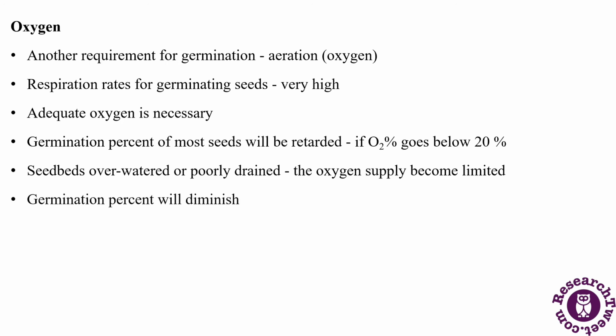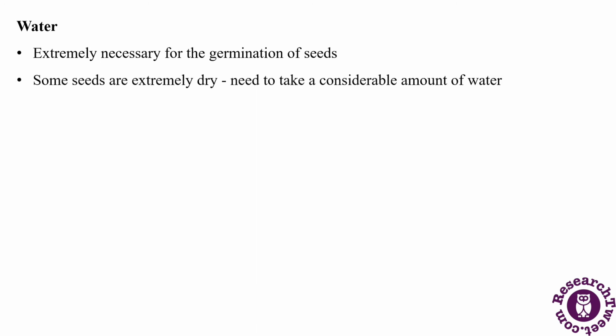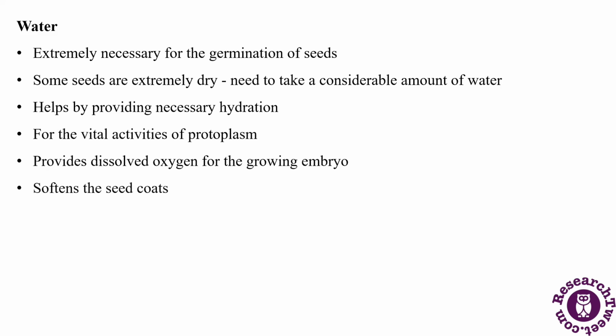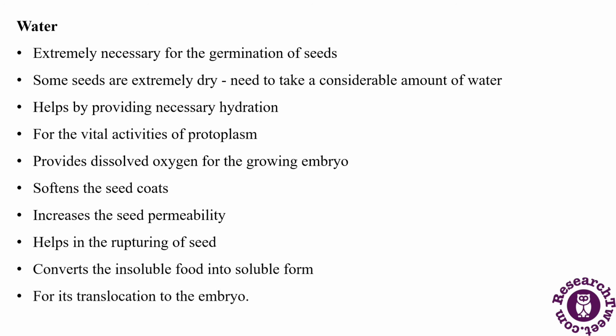Water. It is extremely necessary for the germination of seeds. Some seeds are extremely dry and need to take a considerable amount of water relative to the dry weight of the seed. Water plays an important role in germinating. It helps by providing necessary hydration for the vital activities of protoplasm, provides dissolved oxygen for the growing embryo, softens the seed coats, and increases the seed permeability. It also helps in rupturing of the seed and also converts the insoluble food into soluble form for its translocation to the embryo.